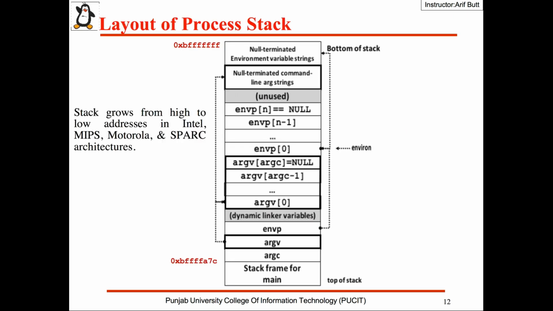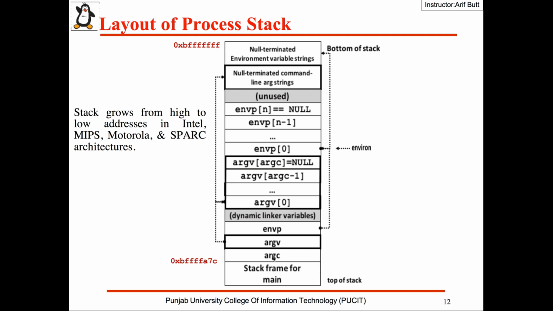Well, dear students, this slide shows the upper portion of the process stack using the three variables argc, argv, and envp. And below this we have the stack frame of main and maybe other functions which are called later on. You can note the address is 0xbffff. The stack starts from here.